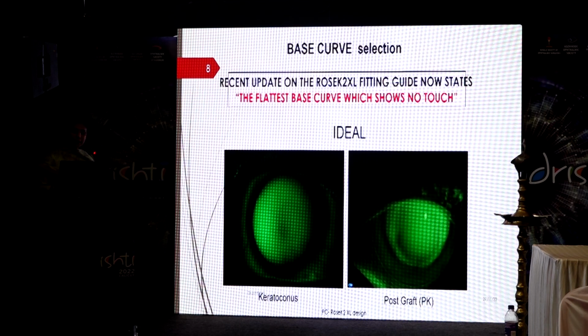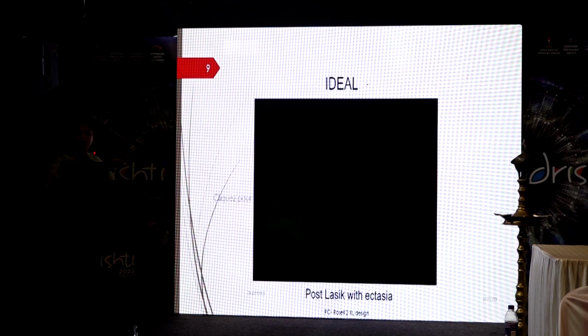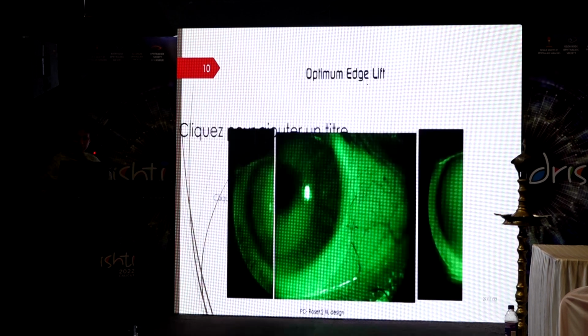So the flattest base curve which shows no touch is the base curve that you need to choose for a corneoscleral lens design. This is not based on the sagittal depth but on the base curve. I am talking about corneoscleral lenses. So this is how the lens would fit in a post-LASIK case with ectasia. You see, as the eye blinks, there's a dark area which might be mistaken for an area of touch, but with blink you see enough fluorescein circulating beneath the lens. So this is an ideal fit.